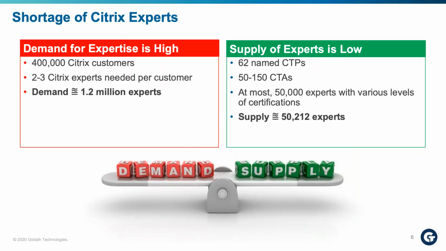This is just an example around Citrix, right? Citrix touts they have about 400,000 customers, and we came up with this number with Citrix. If you think about it, on average, based on the size of your organization, you probably want to have 2 to 3 experts that are full-time looking at that environment, supporting it. That means there's the demand for about 1.2 million experts. If you look on the supply side and do the math, there's probably less than 50,000 experts out there.